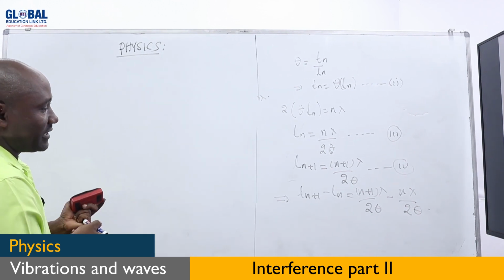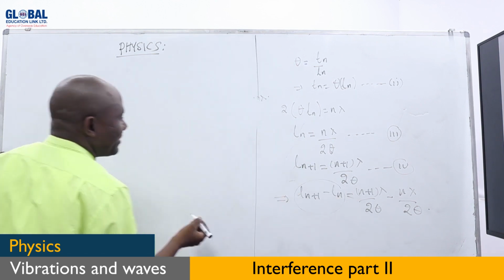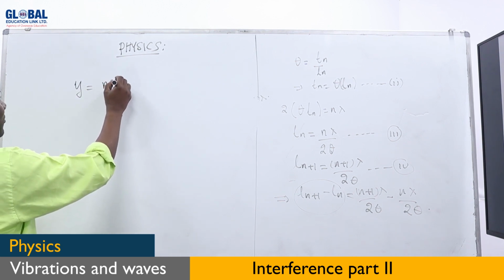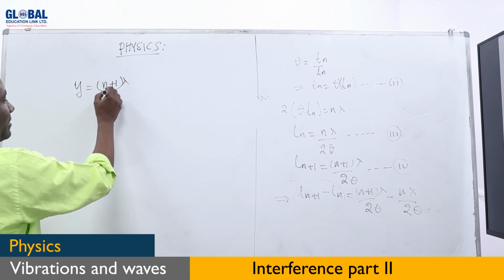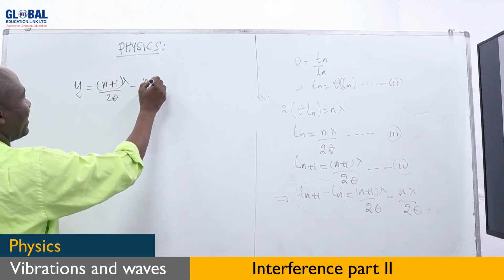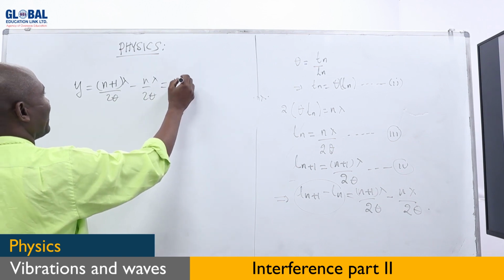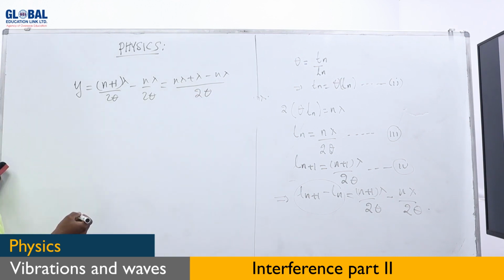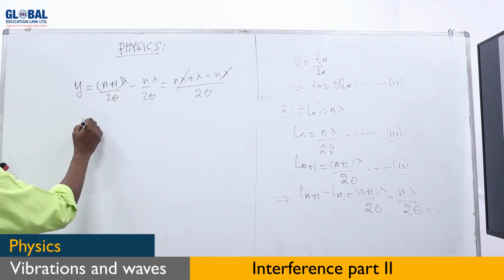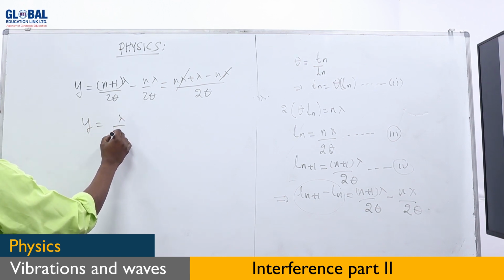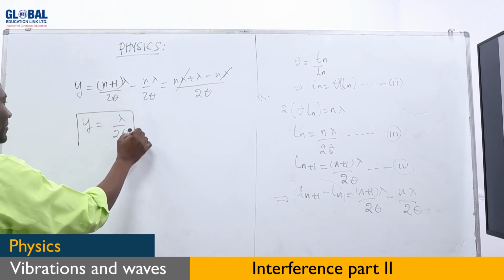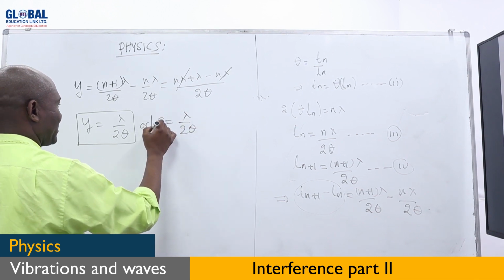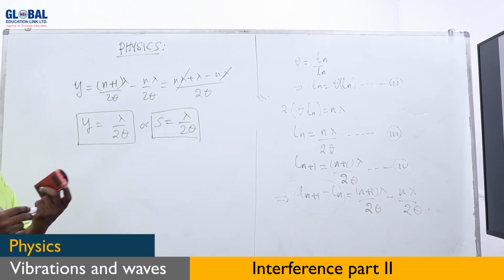So find the difference. This difference is what we call the fringe separation. We use y equals n plus 1 lambda over 2 theta minus n lambda over 2 theta. Open the bracket. This will be n lambda plus lambda minus n lambda, the whole of this under 2 theta. The n lambda will cancel out, and then you come up with the formula for the fringe separation as lambda over 2 theta. In other books, they normally use S equals lambda over 2 theta. So this is the formula for finding the fringe separation.